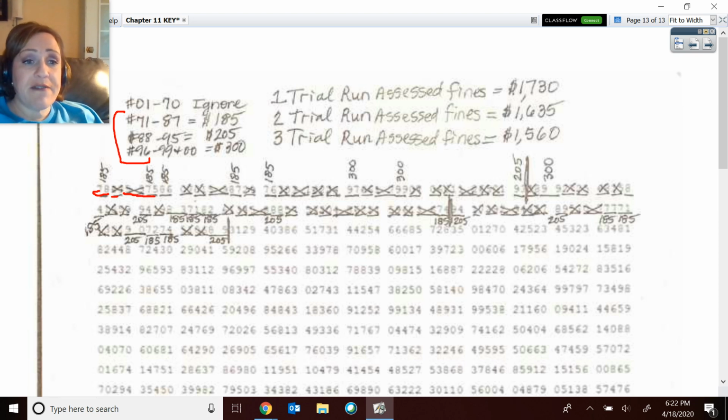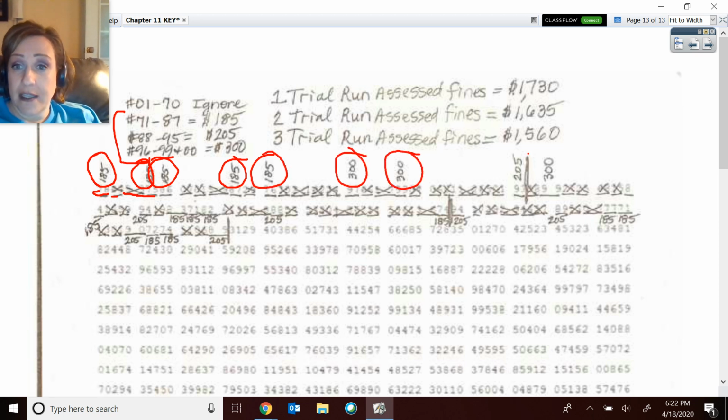So then 75 is a person who falls into that category of 185. So see, each time I come across a person who gets stopped, I'm marking down and recording what fine they were associated with. Okay, so I go through here until I find 8 cars who got fined. So once I come across 8 cars who got fined, that's the end of that shift.